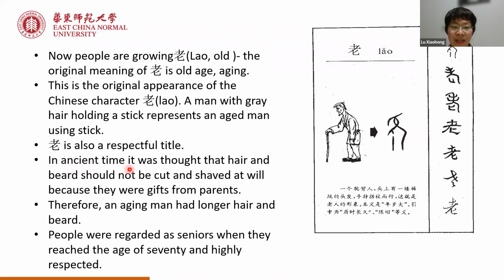Well, in ancient times, it was thought that hair and beard should not be cut or shaved at will, because they were gifts from parents. So when a person grows old, he has long hair and a long beard. Long hair and a long beard indicate an aged person. People were regarded as seniors when they reached the age of 70, and they were highly respected. That's in ancient China.